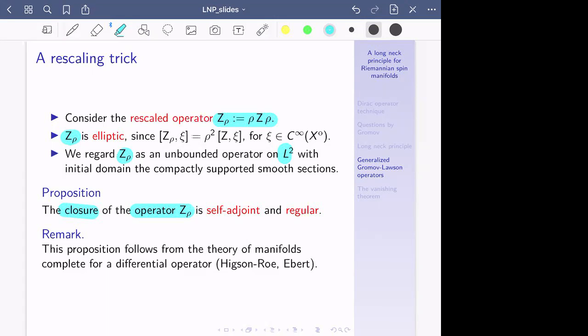The notion of regularity has to do with the fact that I'm working with operators which are linear over C*-algebras. I would say the crucial property is the fact that this operator is essentially self-adjoint.